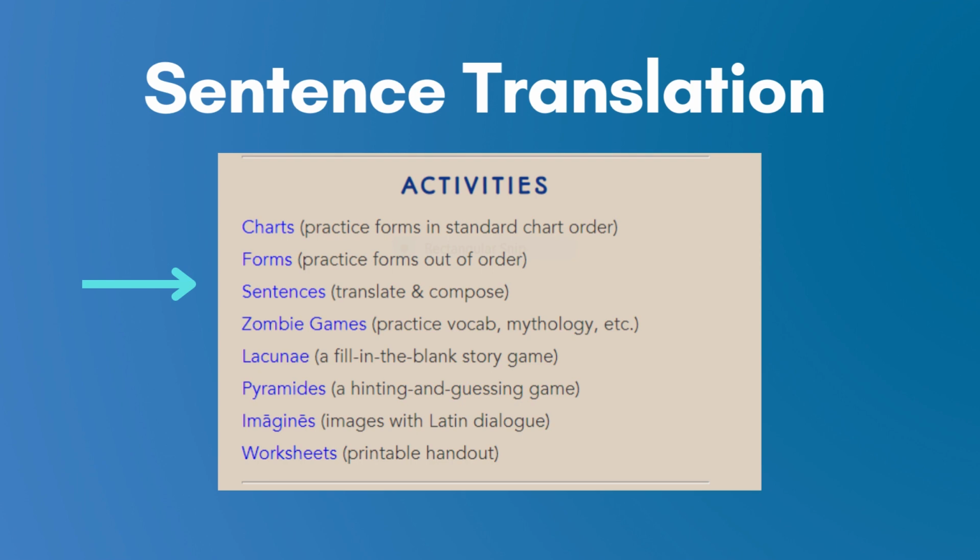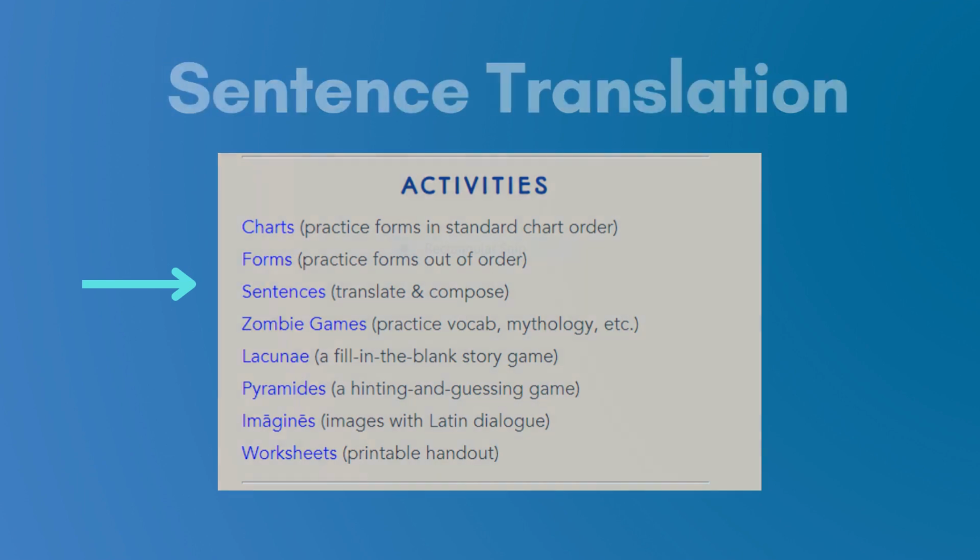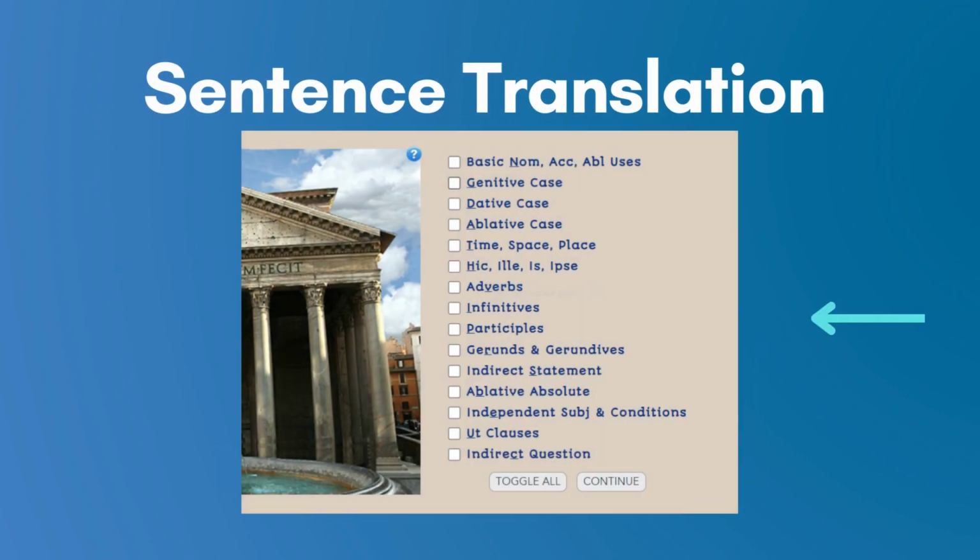You can customize it, I'll show you. And you're just translating, right? So this is a really good way to just translate a bunch of random stuff. So when you click on sentences, you see this. So the first thing you're going to see is a bunch of checkboxes here. So you can customize it to show you different things.